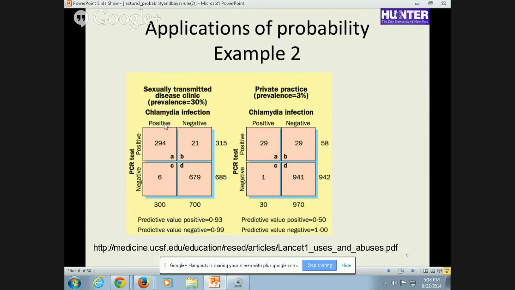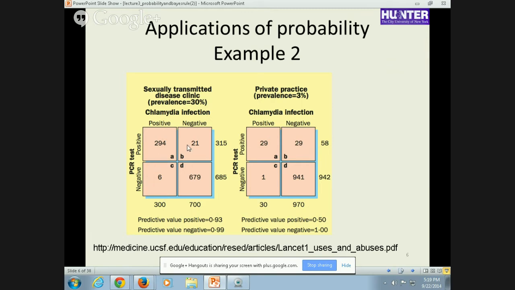So these rows are showing an application of the test to these clinics. The columns are showing the truth according to the gold standard of the condition of the patients. So you see in the STI clinic, we've got 300 positive, 700 negative for a prevalence of 30%, and in the other clinic, we've got 30 positive, 970 negative for a prevalence of 3%.